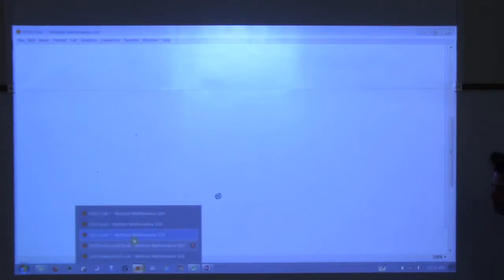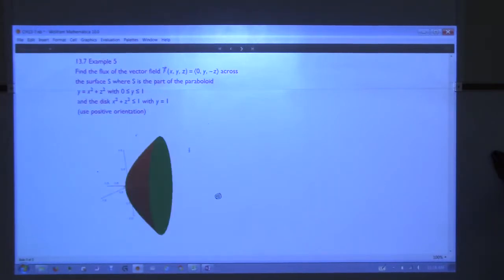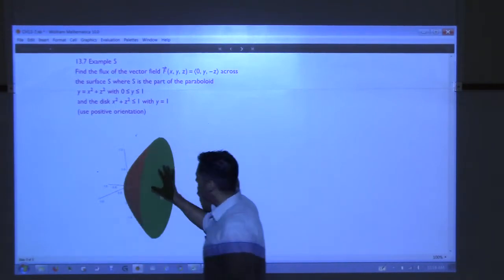So 13.7, example 5. This will look familiar, I hope. Remember this problem? I think that we did that at the beginning of class last time, I want to say. Maybe not. You remember it, though?